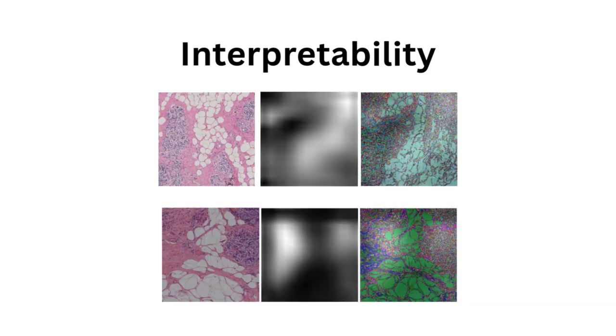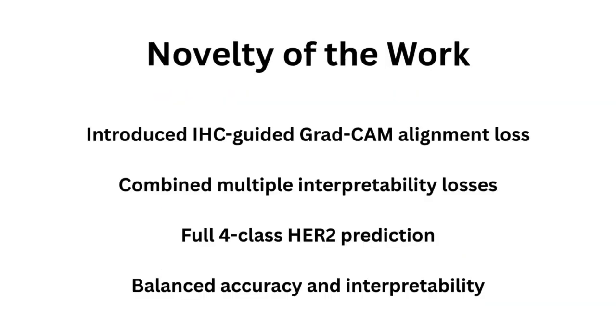These are the saliency maps generated by Model C2. There are a few key novel aspects in this project. Firstly, GradCAM alignment loss guided by IHC saliency maps was introduced in this study, which, to my knowledge, hasn't been used in HER2 classification. Secondly, different combinations of loss functions were used to evaluate accuracy and interpretability. The model was also designed to support full 4-class HER2 prediction, not just binary or 3-class setups.